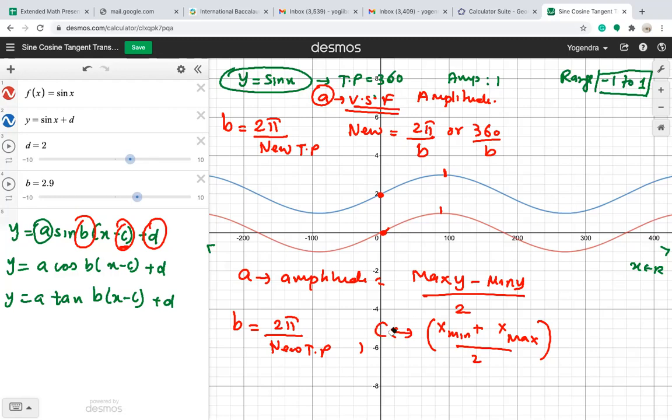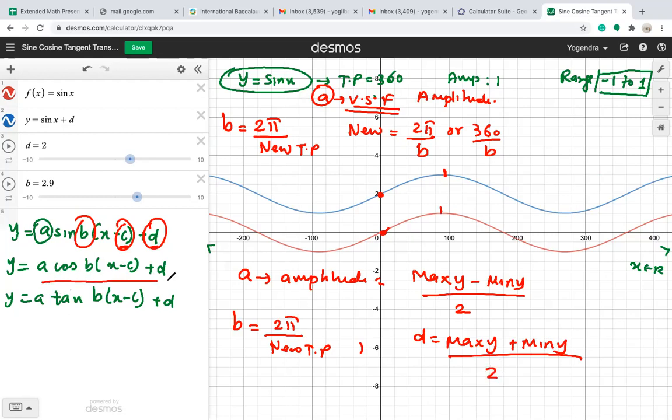I'm just going to probably take an example and verify this. So right now, let's not write down this as a formula. So we got the C by observation, and D you get by max Y plus min Y by 2. So this is the formula for A, B, C, and D. The same formulas are also valid for the cosine transformation.